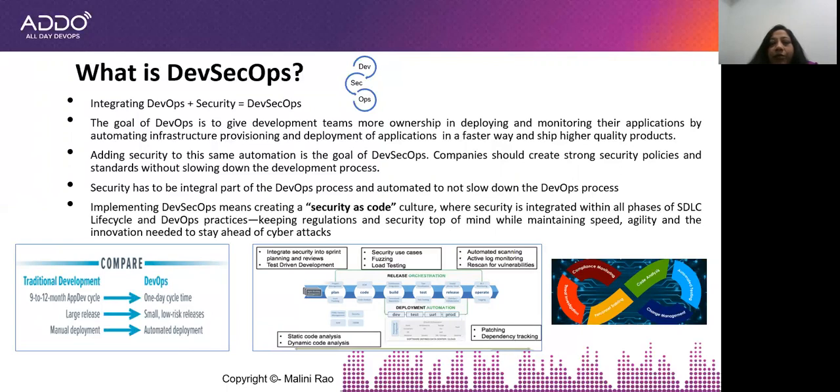So you need to implement DevSecOps by creating a security as code culture, where security is integrated within all phases of the software development lifecycle and DevOps practices, keeping regulations and security top of mind while maintaining speed, agility, and innovation. Traditionally, you used to have earlier waterfall methods where it used to take like 9 to 12 months of application development, but now with DevOps, it takes like a 1 day cycle time and smaller releases. So security folks, as I mentioned, need to come up with the strategies on how best security can be embedded or integrated within the DevOps environment.